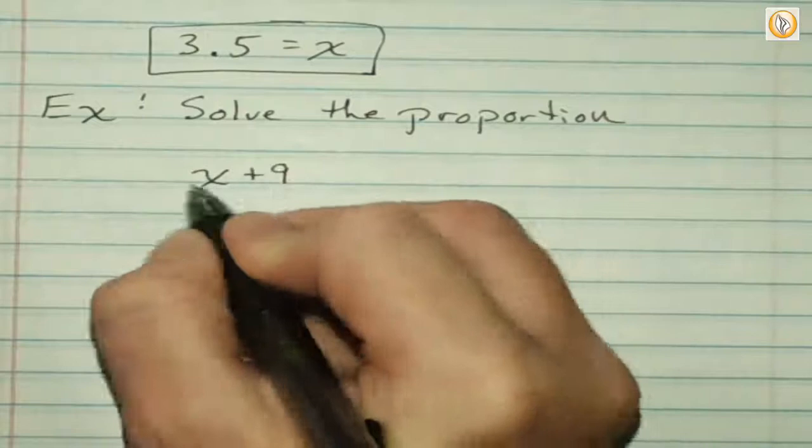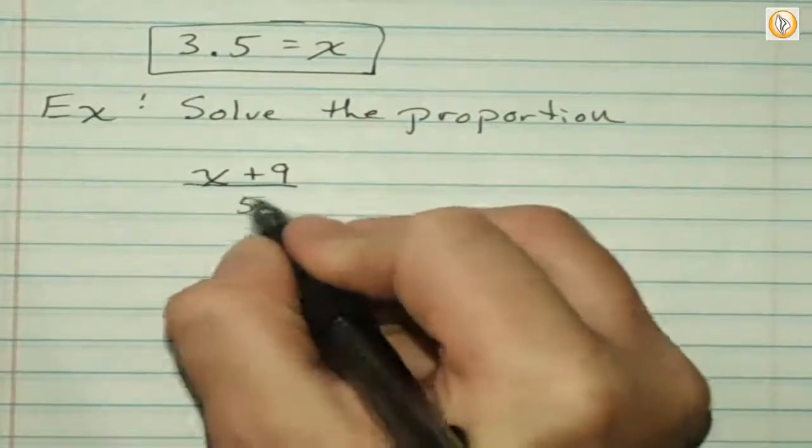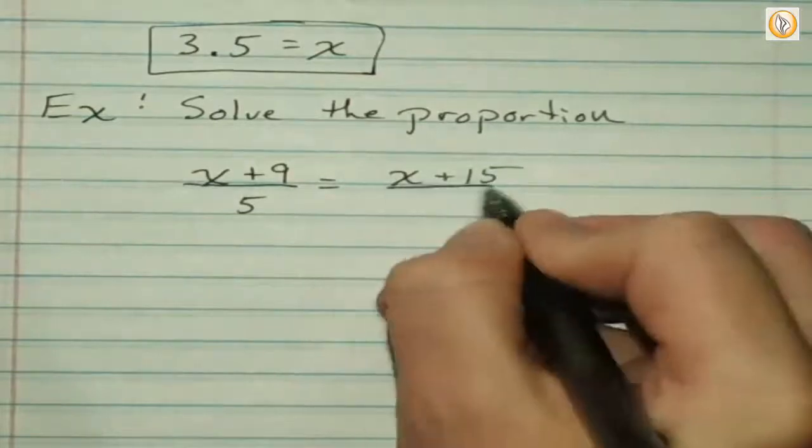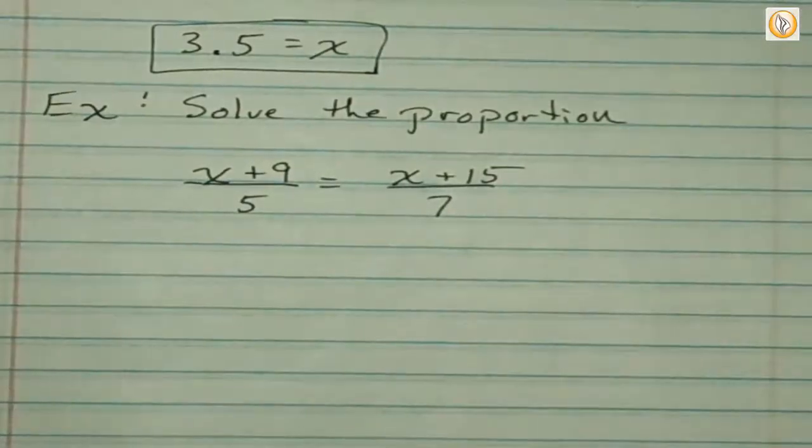x plus 9 divided by 5 equals x plus 15 divided by 7. Just because there's a lot of stuff up there on the top doesn't mean you can't solve this as a proportion as well. Now, could you do intruder alert and still get the same answer? Yeah.